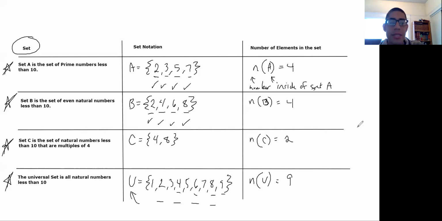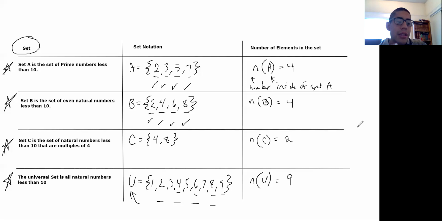Natural numbers just means that they are positive whole numbers. So 1 through 9, they're all natural numbers. Okay. They have to be less than 10. Okay. 1 through 9 are all less than 10. That's 2 out of the 3 conditions. They also have to be multiples of 4, right?